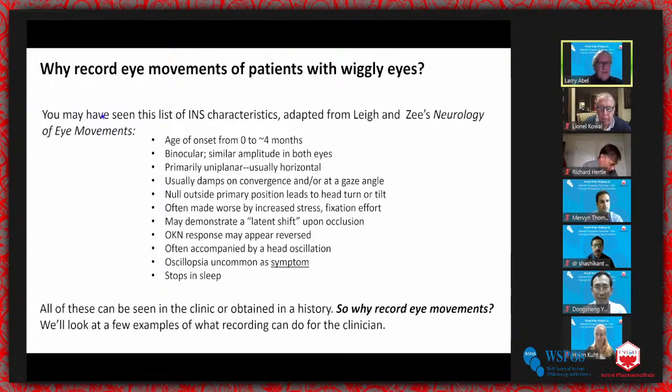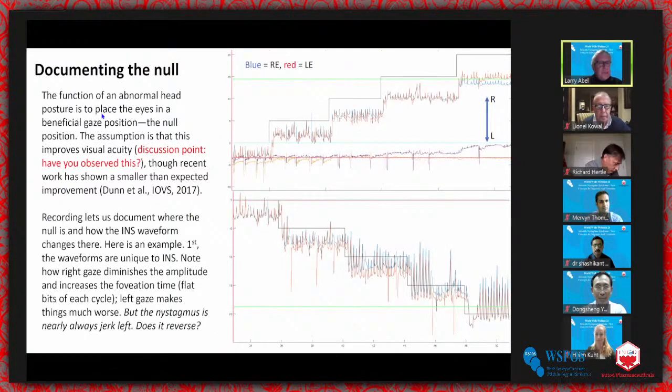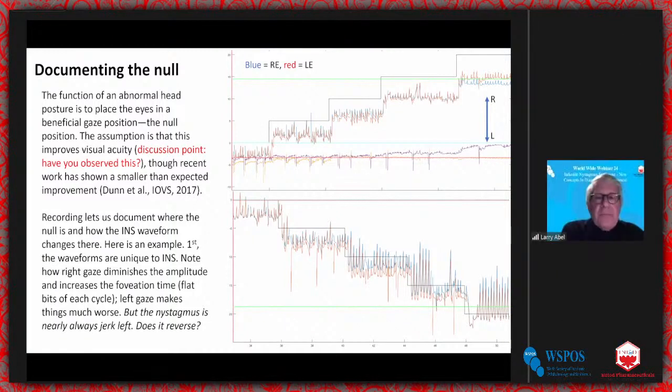One reason for this is that you can see a face turn and from that infer a null position, but you really don't know what's happening at the null. The general assumption is that this improves visual acuity. Our UK colleague Matt Dunn has argued it doesn't really do this very much. And in the discussion, I'd be interested to hear if people often test acuity at the null.